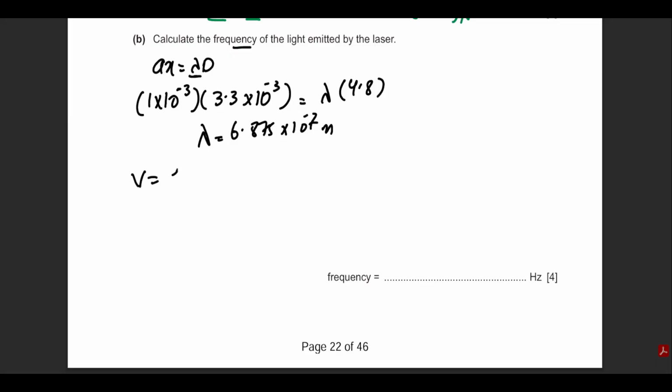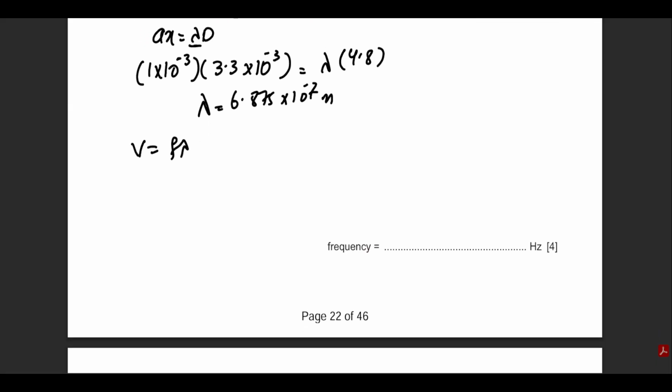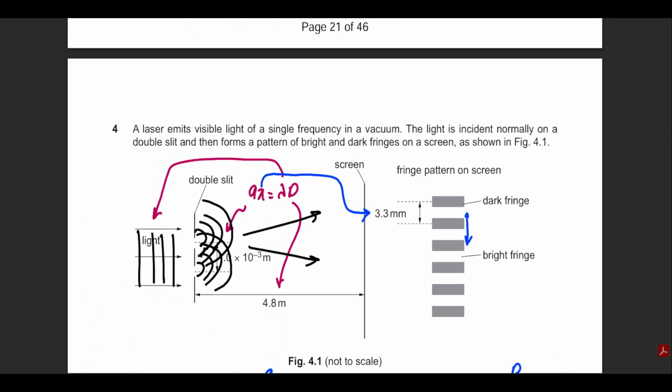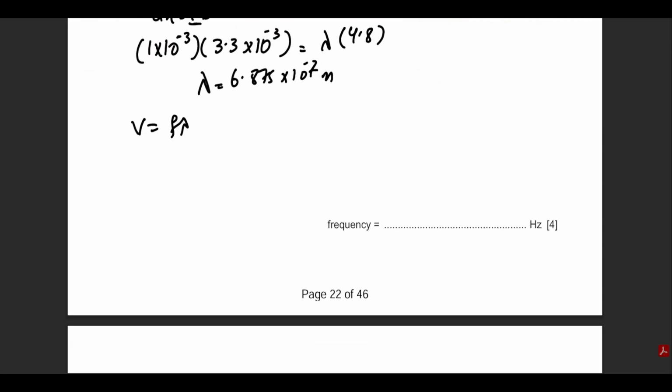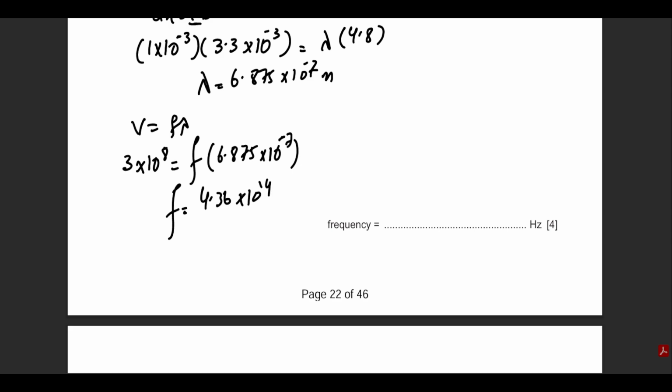Now we can use v equals f lambda to find the frequency. Since it is visible light, from gamma to radio waves, they all move at the same speed in vacuum. So this will be 6.875 into 10 raised to the power minus 7. The frequency comes out as 4.36 into 10 raised to the power 14. This is 14, and this will be 4.4 into 10 raised to the power 14 hertz.